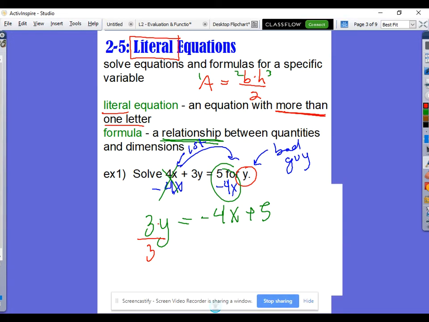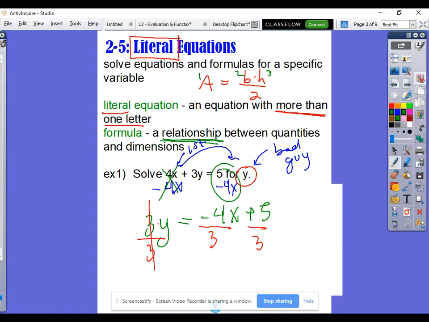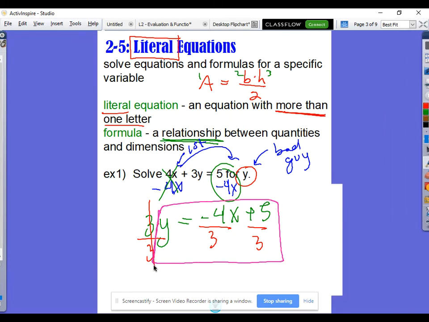So we're dividing by 3 right there, which means we divide by 3 right here, which means we divide by 3 right there. So the 3's cancel out, and that's essentially it because we can't simplify negative 4 over 3. So that stays the same. We can't simplify 5 over 3. So there you go. That's your equation getting y by itself.